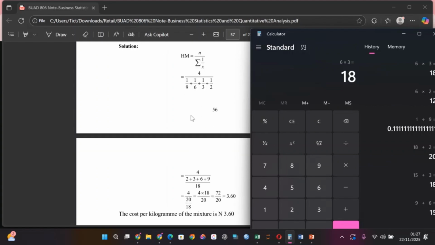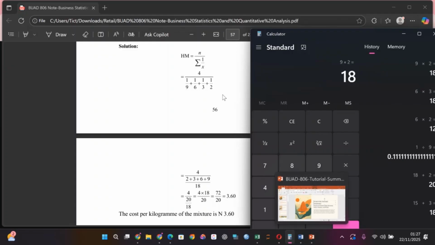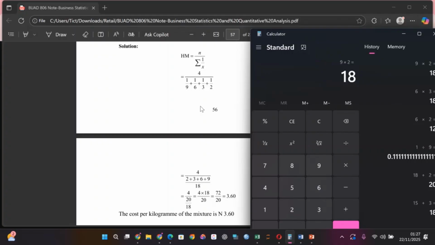What they use here is a common denominator. So what happens is this: if I do 9 times 2, I get 18, right? I've already got to my 18. And 9 times 3, I get 27, right?